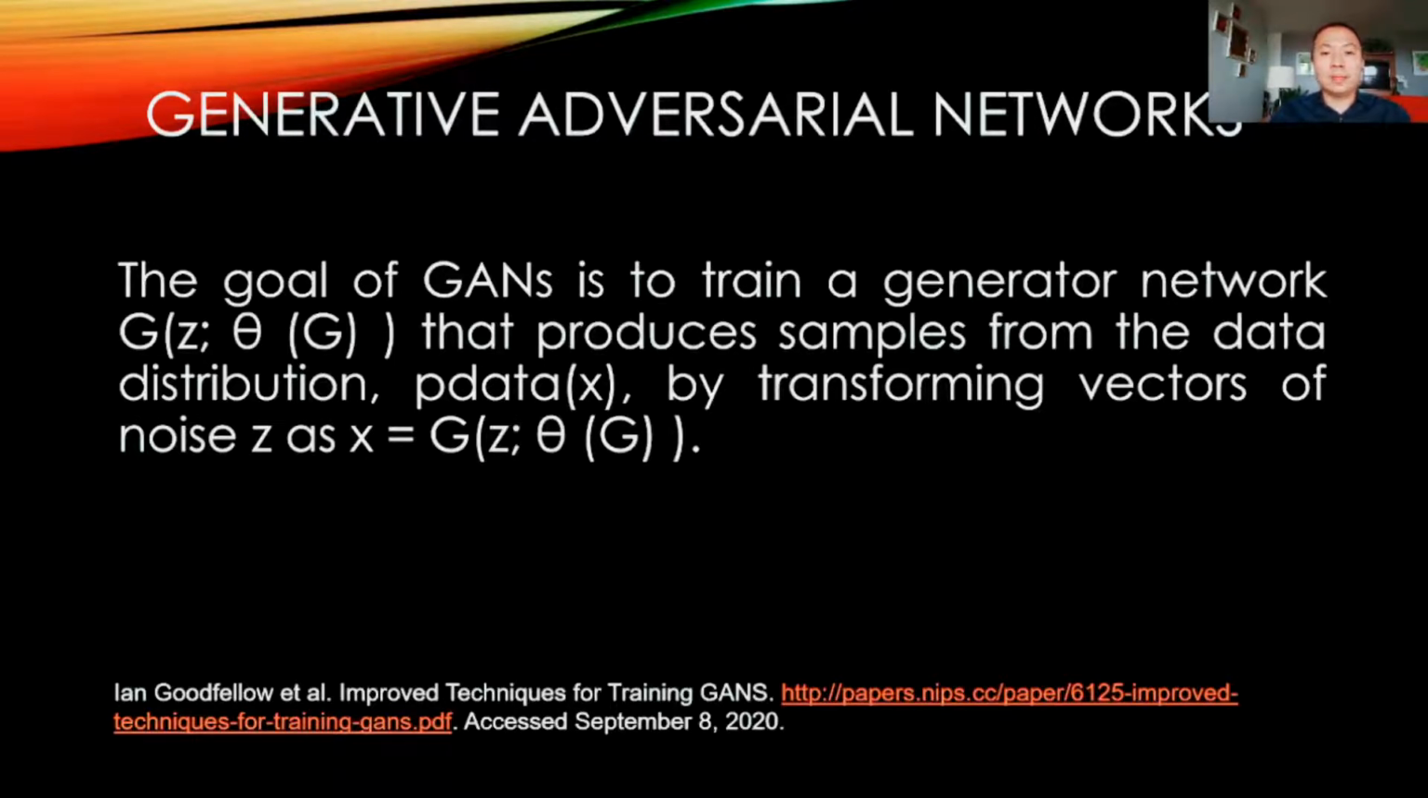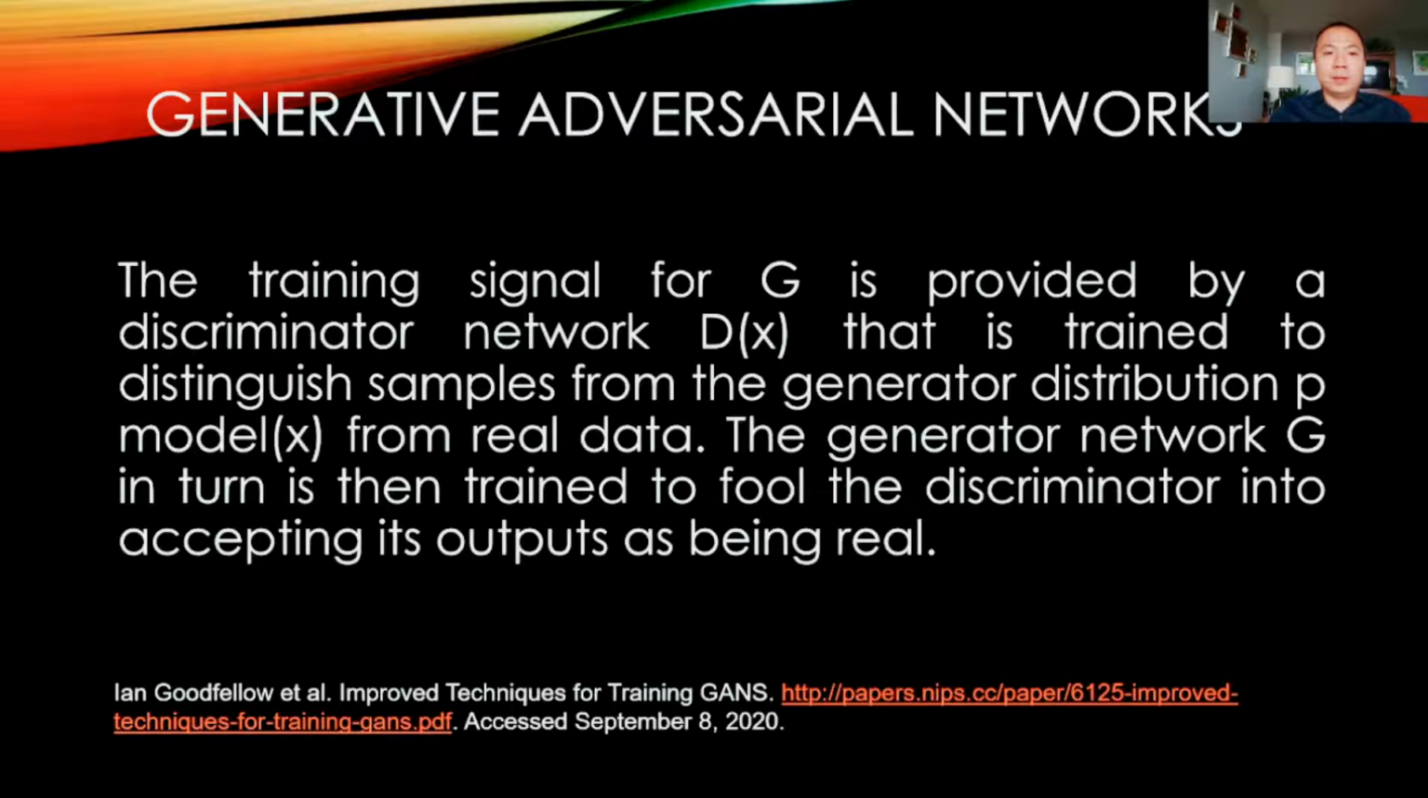So the goal of GANs is actually to train the generative network that produces samples from a data distribution by transforming vectors of noise. And looking now at the training signal for G, it is provided by a discriminator network that is trained to distinguish samples from the generator distribution from those of real data. So the discriminator in this sense is the one that is being trained, the one that you are giving the real training data that you have.